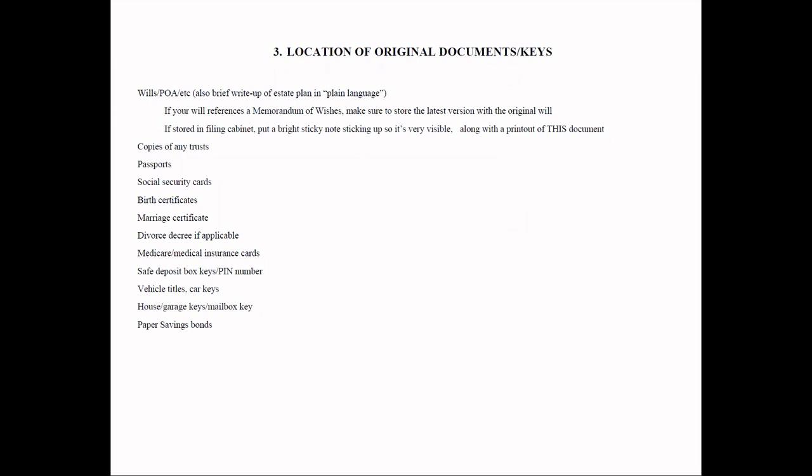Of course, very important is all your estate planning documents. And in Texas, we have something called a memorandum of wishes that is referenced by the will. And what that is, it's a list of things like your dishes, your silverware, your sentimental items that might not be of huge value. You don't want to put that right in the will because that could change pretty often. You don't want to be changing your will very often. So if you have something like that, you want to keep that with your original will.